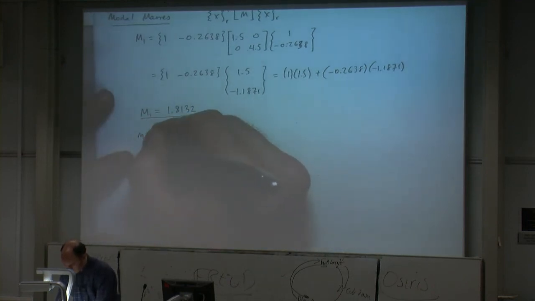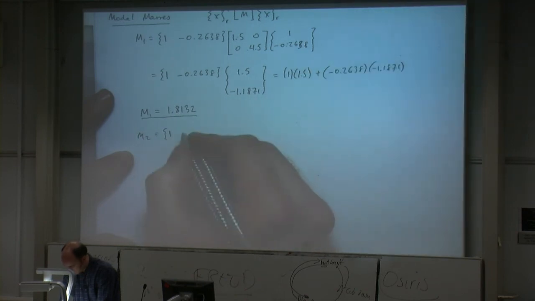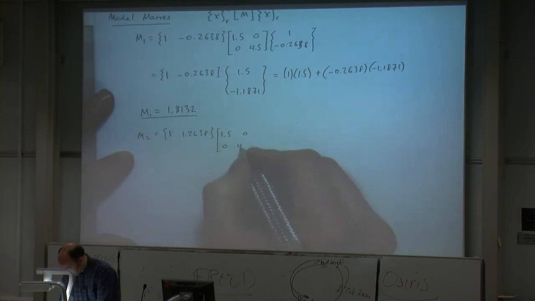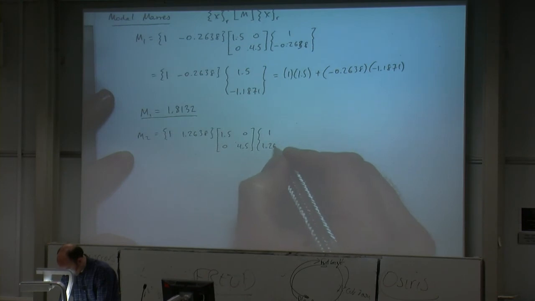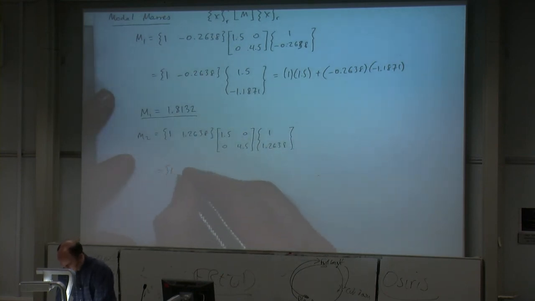So M2, we follow exactly the same process. 1, 1.2638, then 1.5, 0, 0, 4.5, then 1, 1.2638. Again, you multiply the last two things together first.